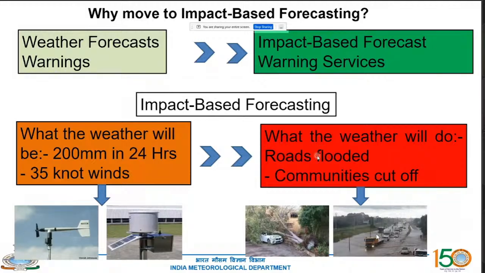And so why we have to move to the impact-based forecasting, because it is in a simple language, and it is directly giving the information about how this heavy rainfall or any weather phenomena is going to affect their life. For example, if I say in the conventional way, I would say that 200 millimeter in 24 hours is expected, and 34 knot winds are also expected over the region. If I say this way, then they are not going to take it seriously. But at the same time, if you modulate that in a way that roads are going to be flooded, communication will be cut off because of the strong winds, then people will take it seriously, and it is very easy for even disaster managers to take the action properly.